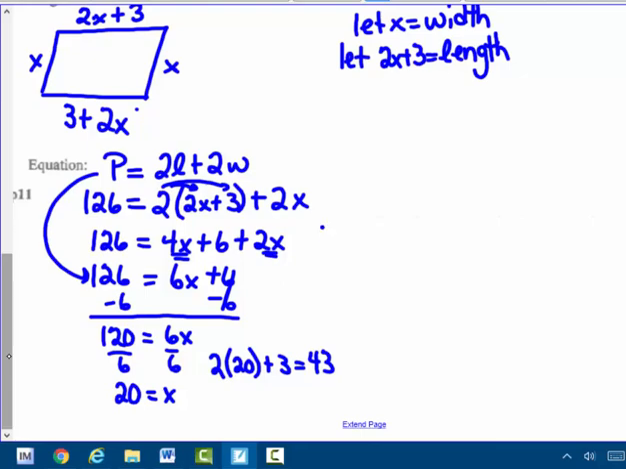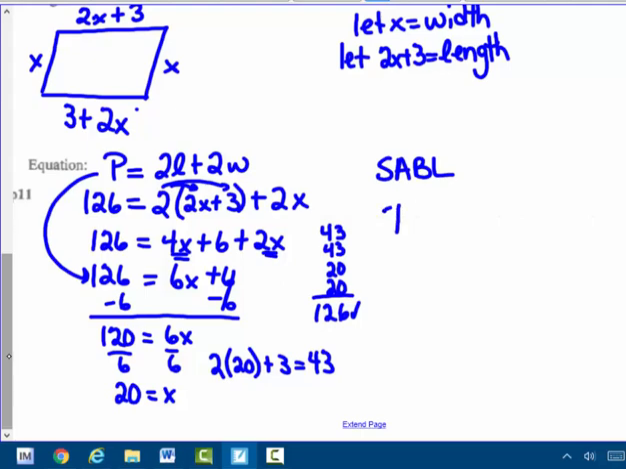So if I add, here's my little check, 43 plus 43 plus 20 plus 20, the perimeter of that parallelogram, it's 126, yippee, it checks, got the right answer. Now, as you know, sabling, sentence answer box label, I call it sable. We're going to answer in a full sentence.